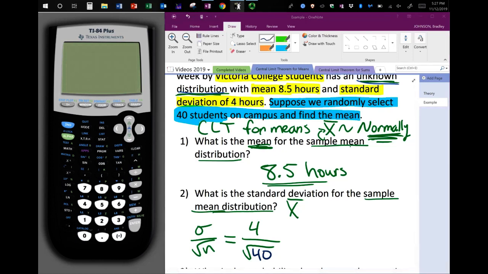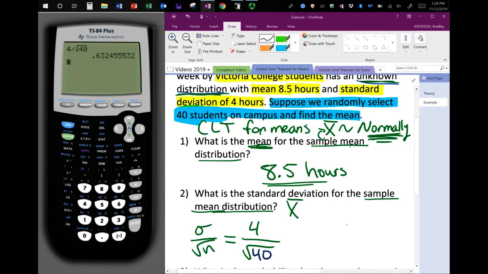Okay, now if we approximate this, we could put that in our calculator. We could do 4 divided by the square root of 40, and it's about 0.632. I didn't ask you to round or anything, so we could round that to 3 decimal places or whatever.